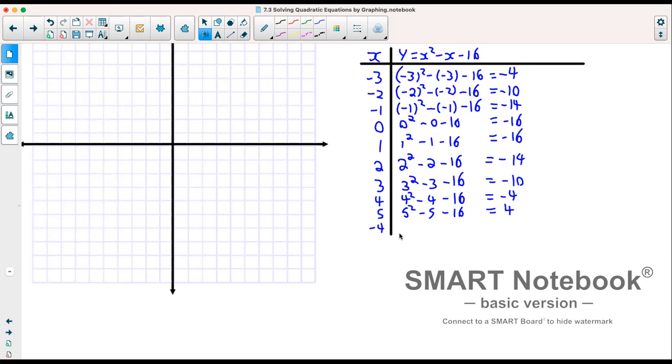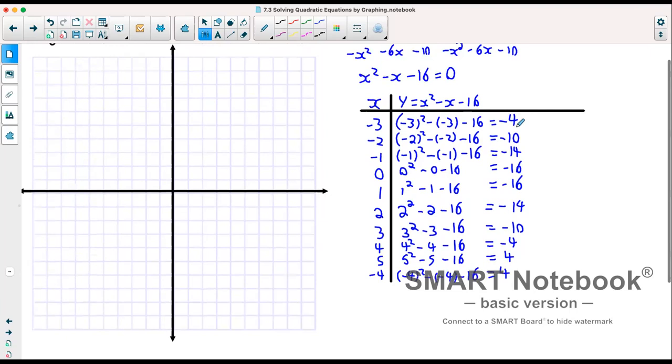Next, we have -4. So we've got -4 squared minus -4 minus 16. So -4 squared is 16. Minus a negative, so that's 20. Minus 16 gives us 4. So we will plot these out. Now, because we have some fairly large numbers here, we are going to change the scale on our y-axis. So essentially, every block going up or down is going to be worth 2.